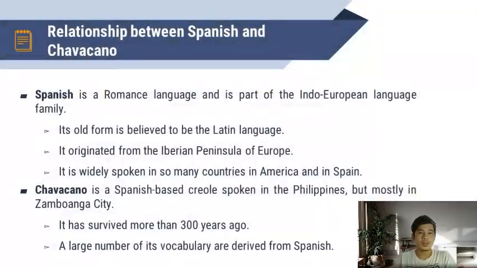Now we proceed to discussing the difference between Chavacano and Spanish. First, we will be discussing the relationship between Spanish and Chavacano. So we all know that Spanish is a Romance language and is part of the Indo-European language family. Its old form is believed to be the Latin language. It originated from the Iberian Peninsula of Europe, that's actually near Portugal and Spain. It is widely spoken in so many countries in the Americas as a continent and in Spain.